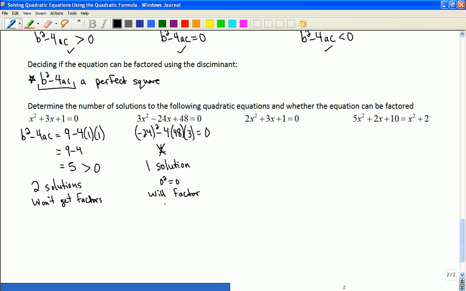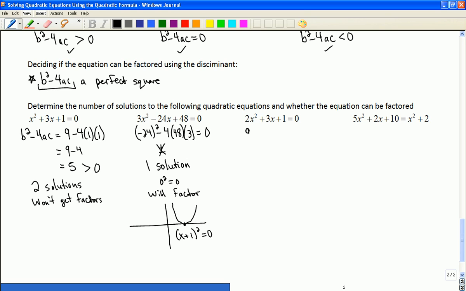And because we have one solution, remember the graph's going to look like this. It's going to come down and just skim one point, and those are generally the kinds that go like this. You know, x plus 1 squared equals 0. So you're actually going to have a perfect square when you're done.